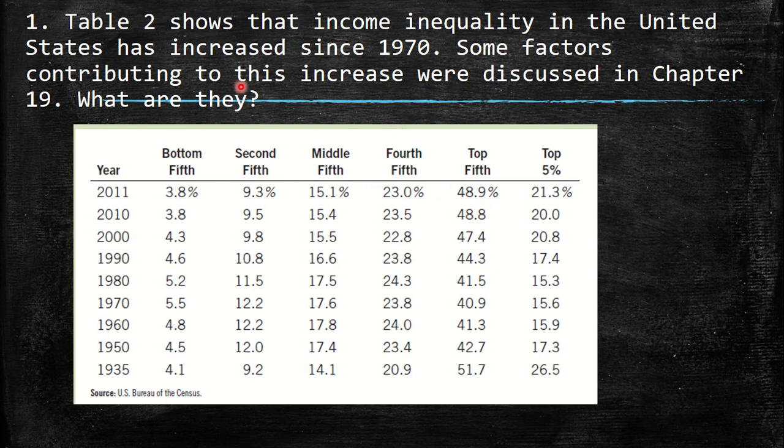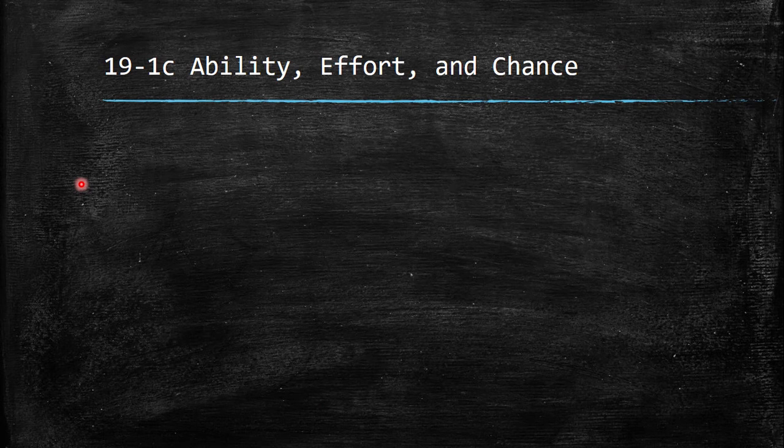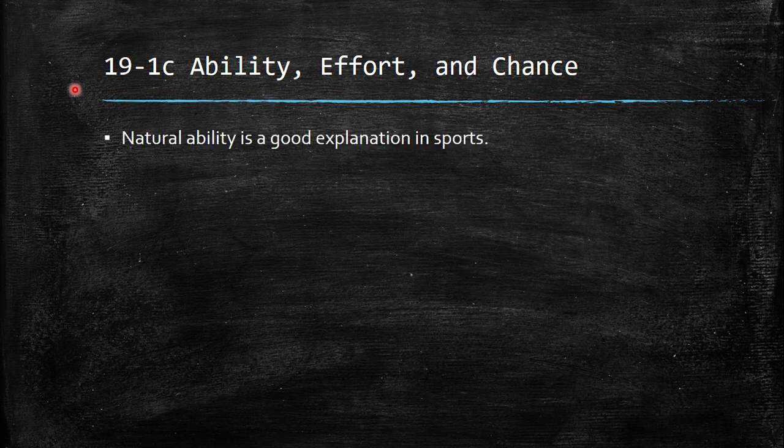Some factors contributing to this increase were discussed in chapter 19. What are they? We need to recall the part of chapter 19 where we discussed the factors that imply these kinds of changes. First, we need to discuss ability, effort, and chance, which was in part 19.1c. So, important: natural ability.